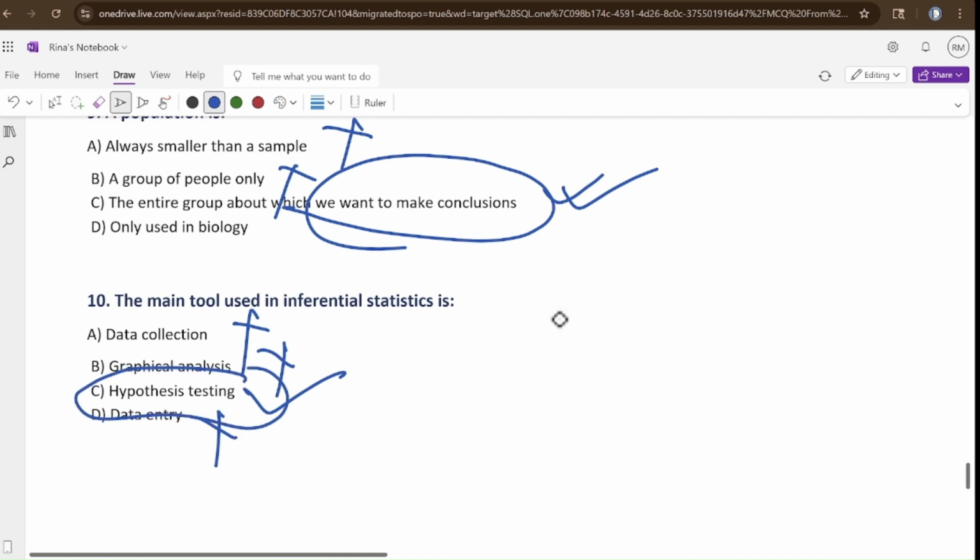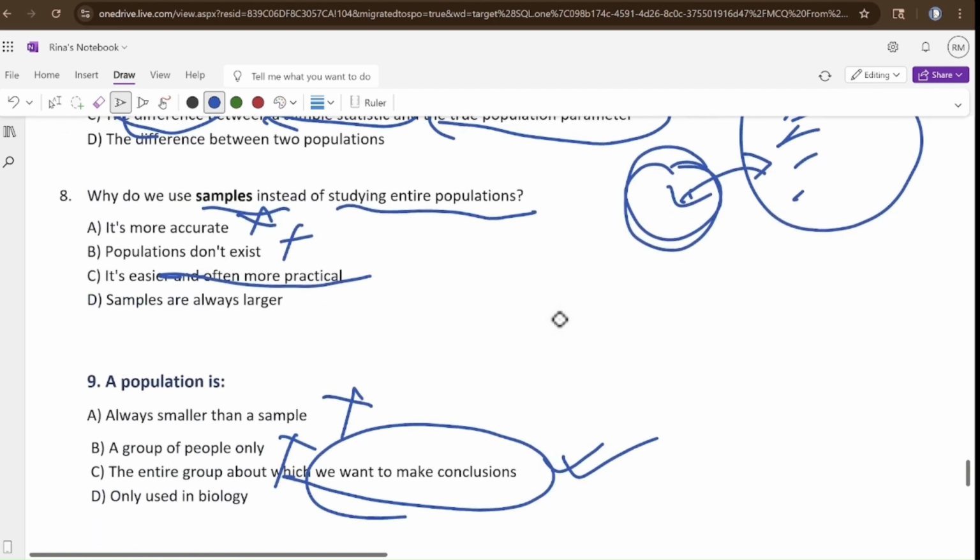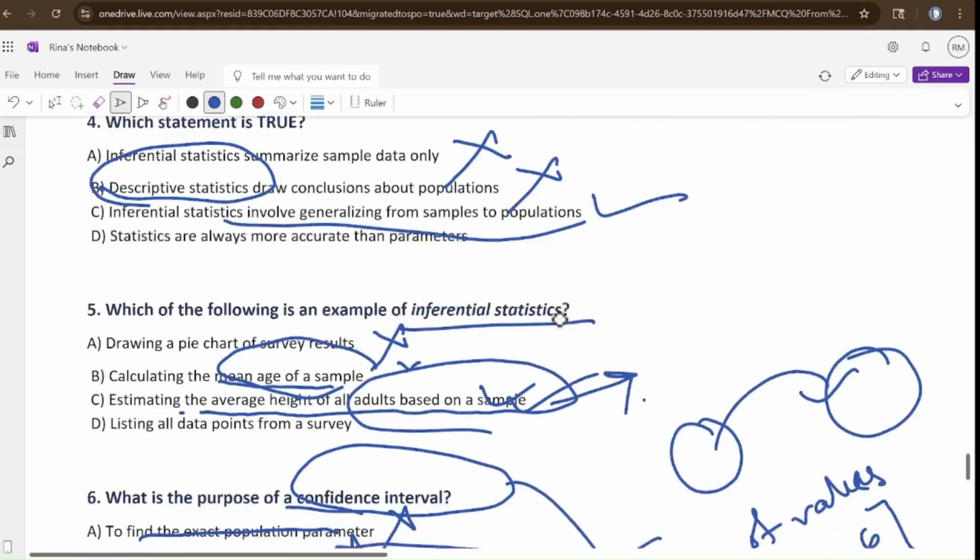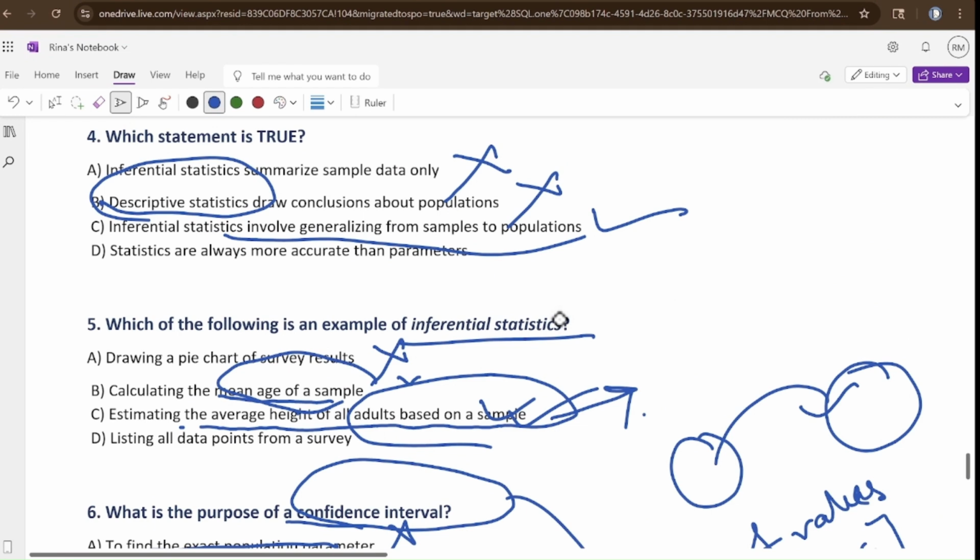About hypothesis testing also we will do many questions in our later classes. So I hope you understand these are the very basic questions and an easy session to understand what the things are in inferential statistics. Okay.